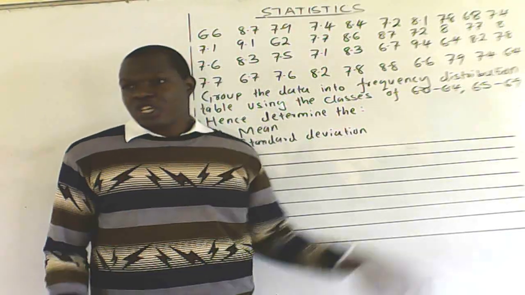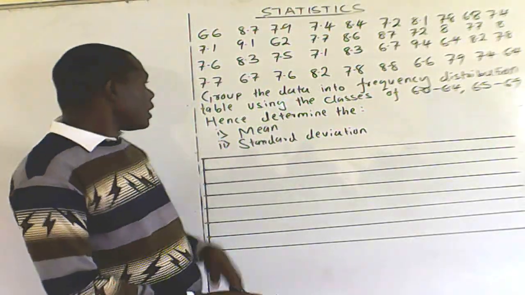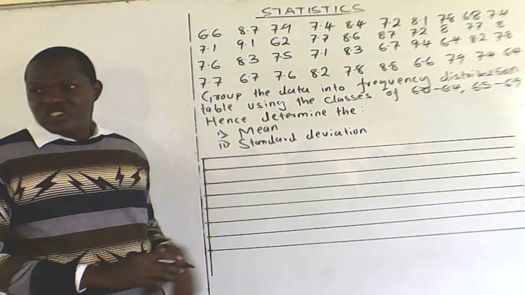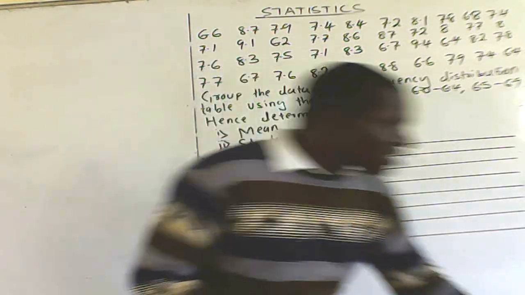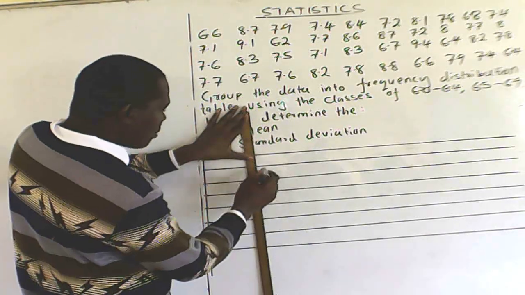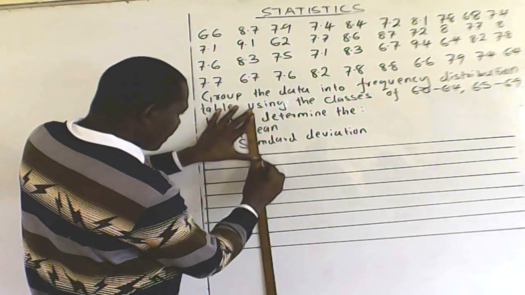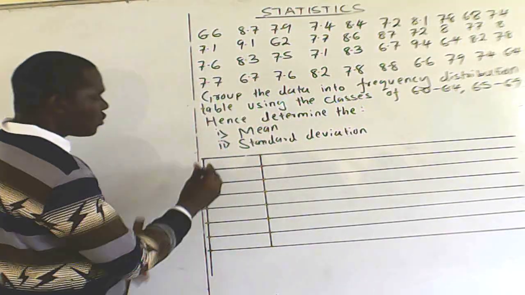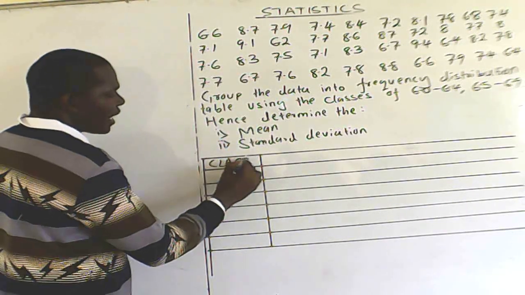then 6.5 to 6.9. Hence, you determine the mean and the standard deviation. So the first thing we need is the classes. For us to construct the frequency distribution table, we need the classes. So have the column for the classes.